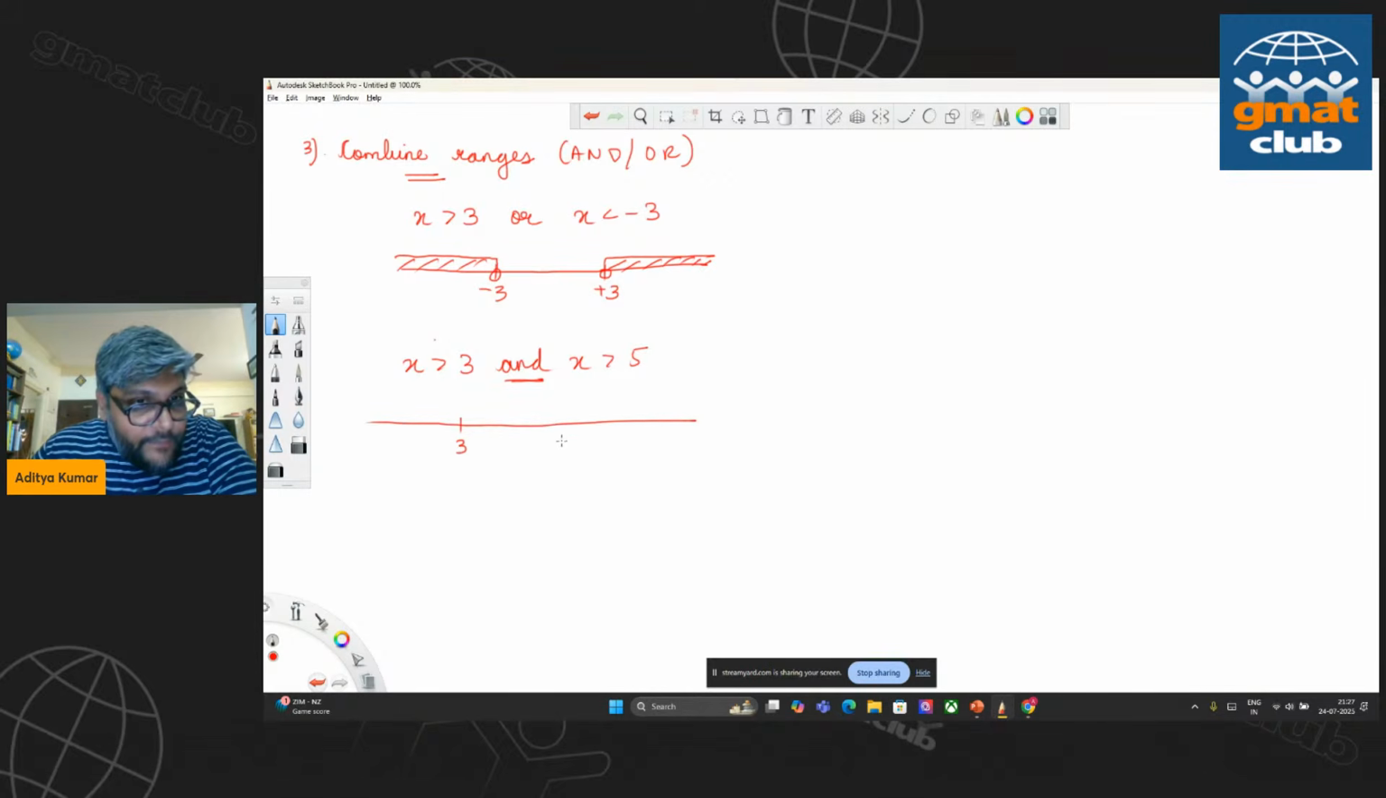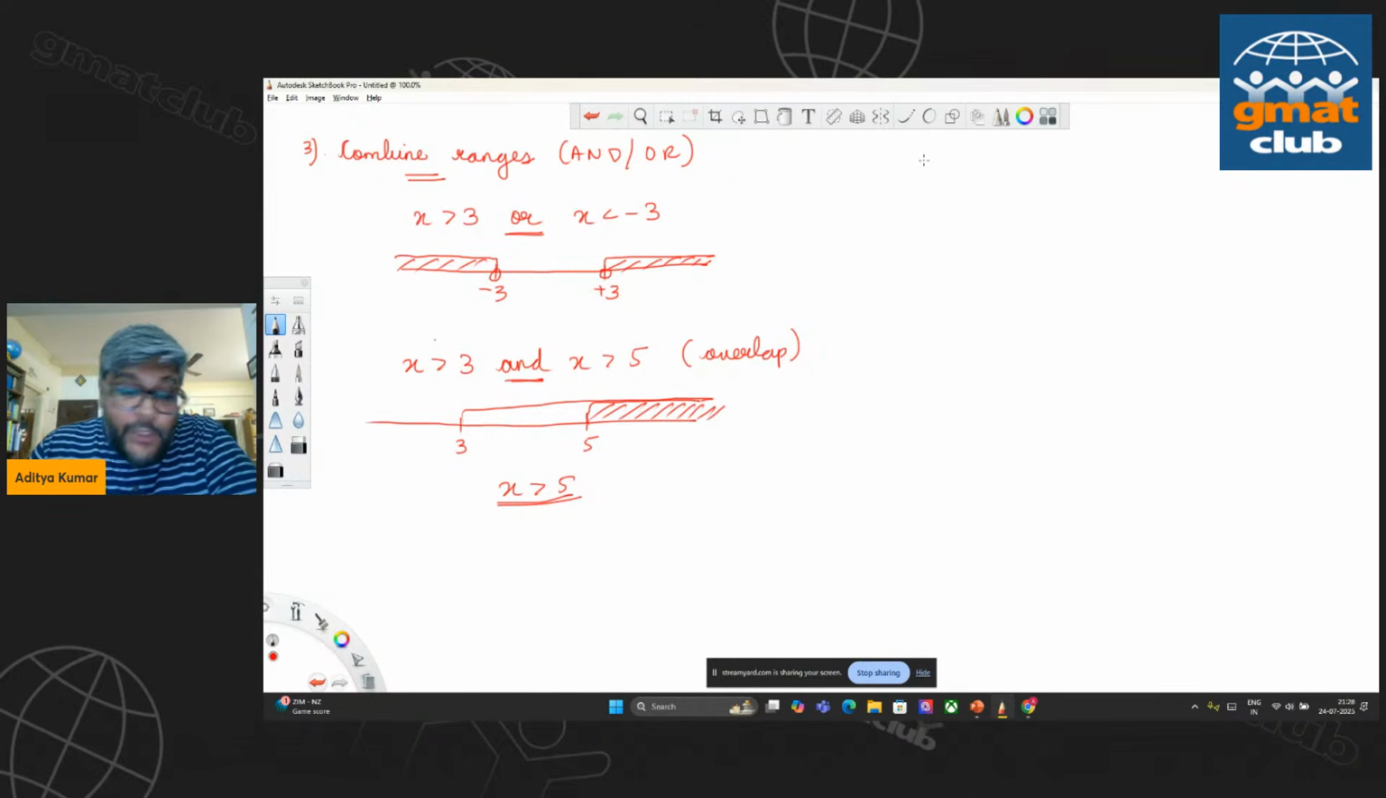If I take 3, if I take 5, whenever I have an AND condition, I will have to always consider the overlap. So x is greater than 3 and x is greater than 5. The overlap happens beyond 5. So the overall range of x would be x is greater than 5. So remember, an OR condition means both the ranges are going to hold on their own and would be part of your solutions. An AND condition means you have to consider the overlap.